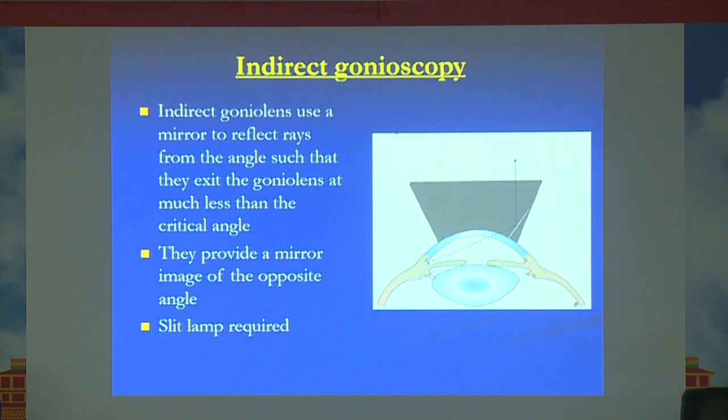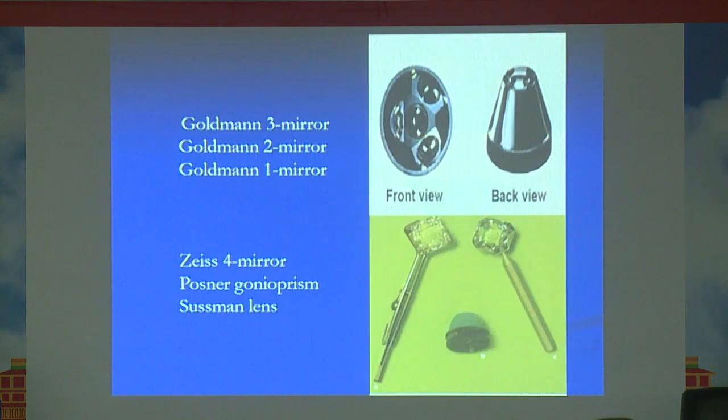Now coming to indirect gonioscopy. In this we use a mirror to reflect rays from the angle so that they exit the gonio lens at much less than the critical angle, and they provide a mirror image of the opposite angle. There are different types of lenses.